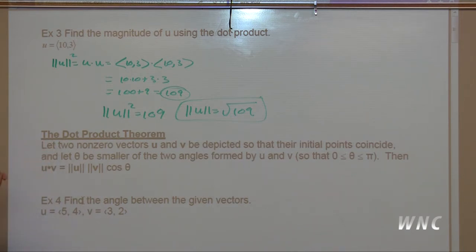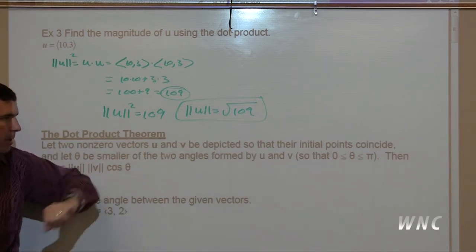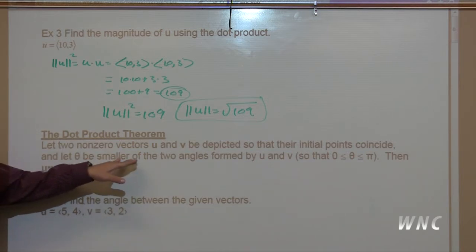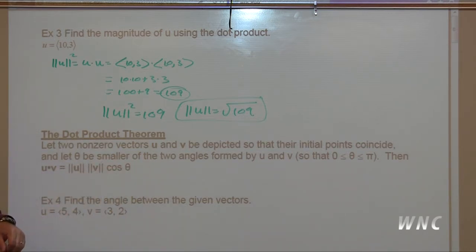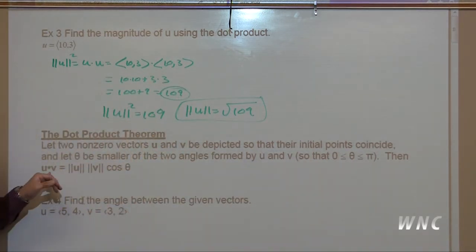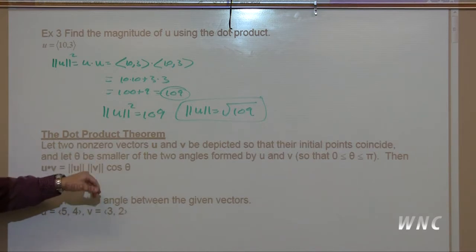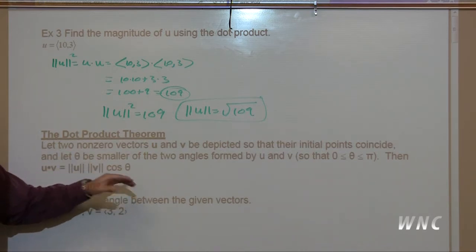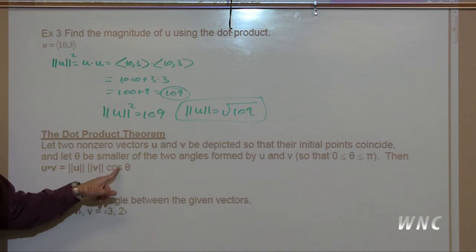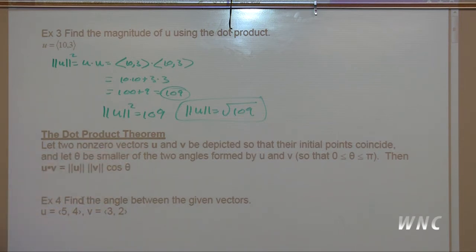Now the dot product theorem, really cool, useful theorem. Let two non-zero vectors u and v be depicted so that their initial points coincide. And let theta be the smaller of the two angles formed by u and v, so that theta is between 0 and pi. Then u dot v is equal to the magnitude of u times the magnitude of v times cosine theta. Let me just point out, from 0 to pi, that's what arc cosine or cosine inverse produces. So not a coincidence there.